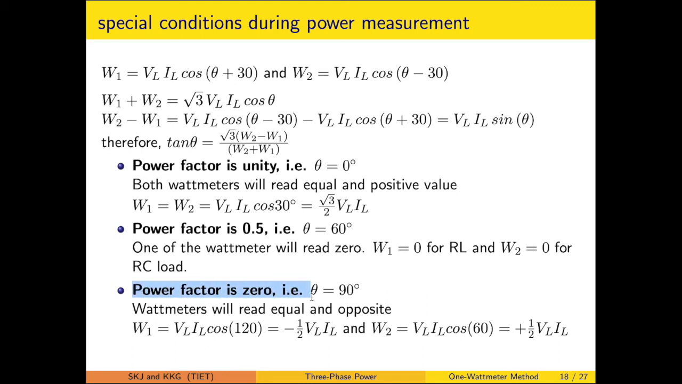When the power factor is 0, theta is equal to 90 degrees, so you make a substitution. Corresponding to theta equal to 90 degrees, a pure reactive load, the total power will be 0, and that is possible when the meters read equal but opposite values. So that is substituted likewise.